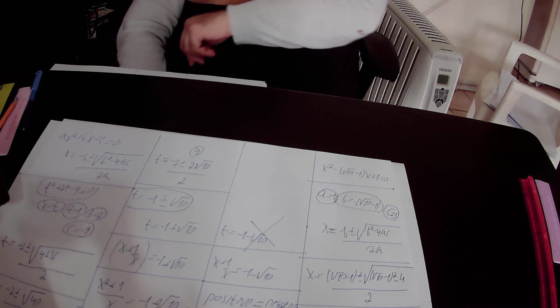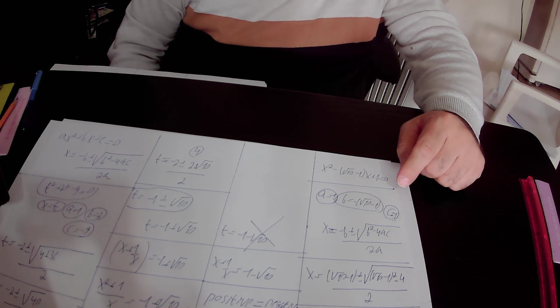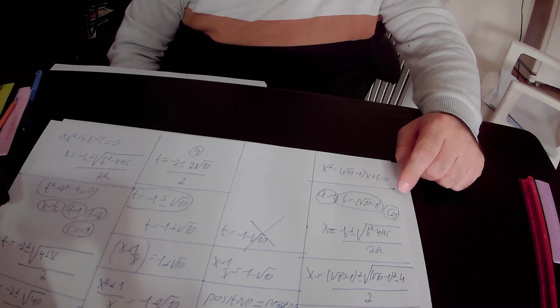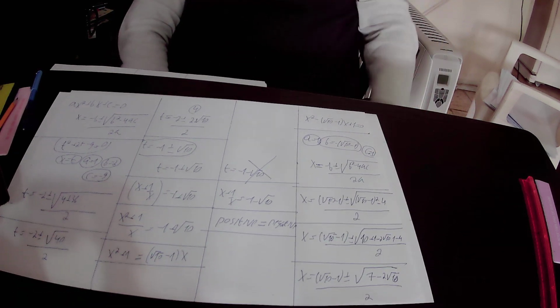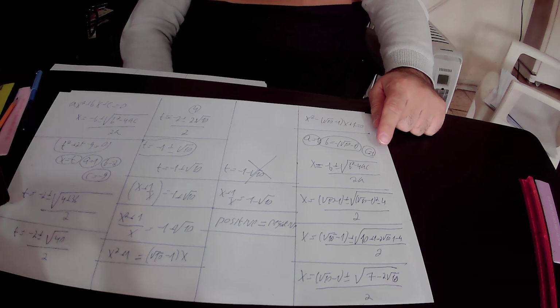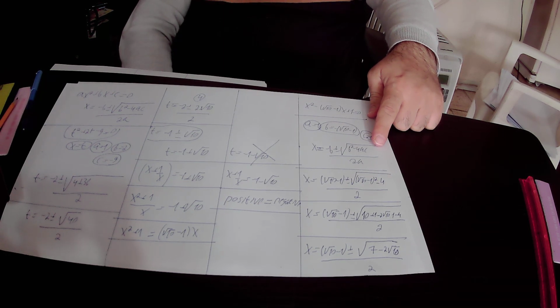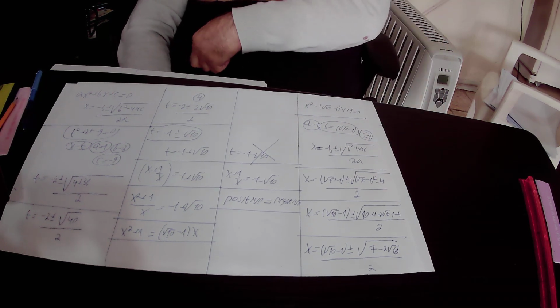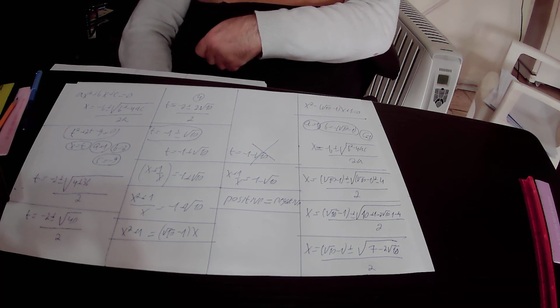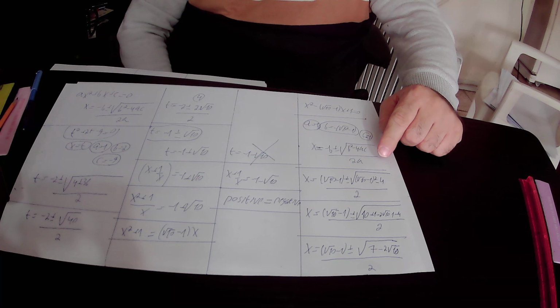x squared minus square root of 10 minus 1 times x plus 1 equals 0. The coefficients of this quadratic equation are as follows: a equals 1, b equals minus square root of 10 minus 1, and c equals 1. And the general formula for the solution of a quadratic equation is x equals minus b plus minus square root of b squared minus 4ac over 2a. And so we will put the data inside this equation in order to find the values of x. We actually found two solutions for x, x1 and x2.